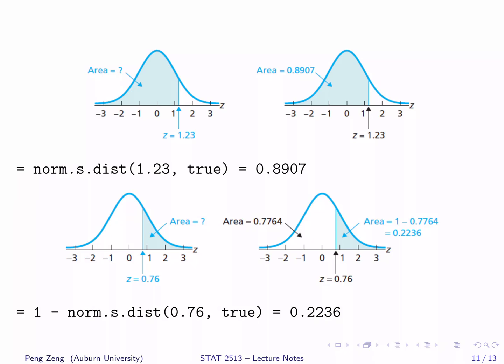What is the probability larger than 0.76? The Excel function is similar to the standard normal table in that it only gives us the probability less than a value. If we need the probability larger than a value, we need to use 1 minus the probability given by Excel. Here, I calculate the probability larger than 0.76 by 1 minus norm.s.dist 0.76 true. The answer is 0.2236.